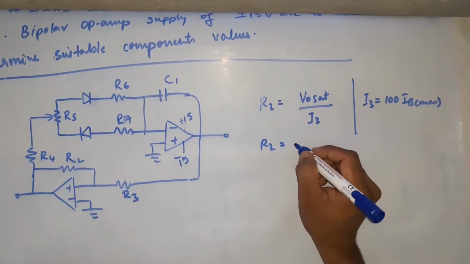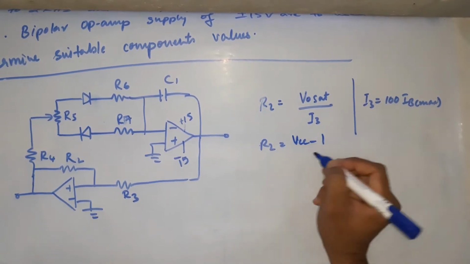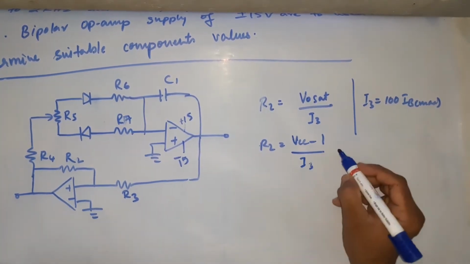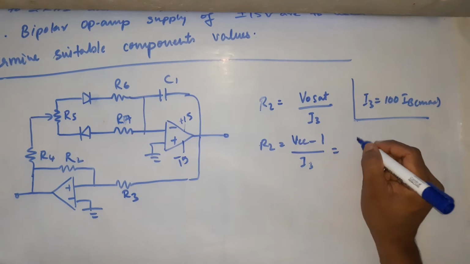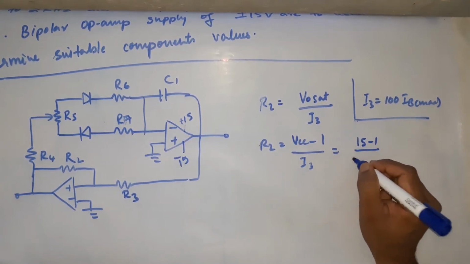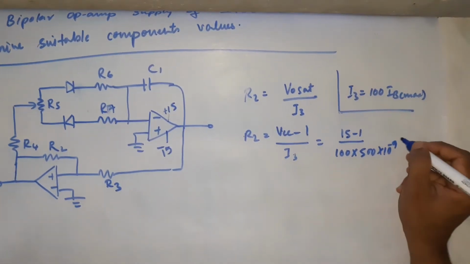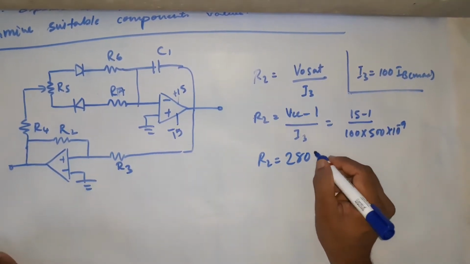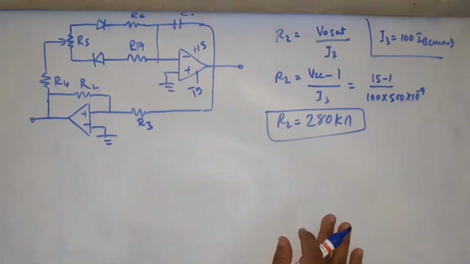What is V0 sat? V0 sat is going to be VCC minus 1. Okay. So substitute. VCC is how much? 15 minus 1, 14. I3 is 100 times of IB max. What is IB max? 500 nanoamps. So you will get R2 equal to 280 kilo ohms.